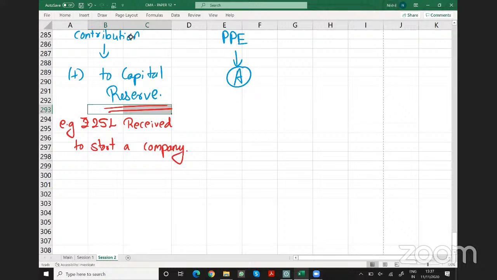So rupees 25 lakhs received to start a company. This is not relating to a particular asset. But if you will start a business, then I will pay you 25 lakh rupees. So this is considered as my capital contribution. This should be added to my capital reserve. Yes. The second one is, if you have received relating to a particular asset, how should we treat it?